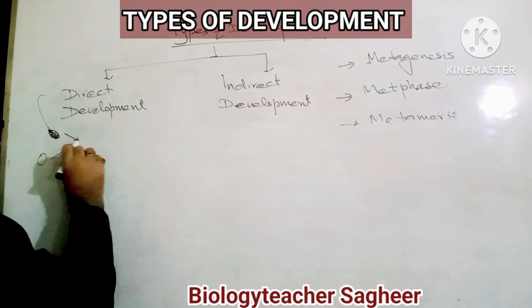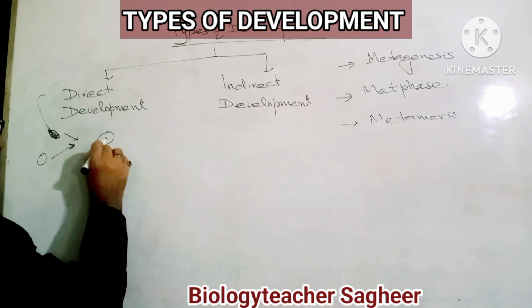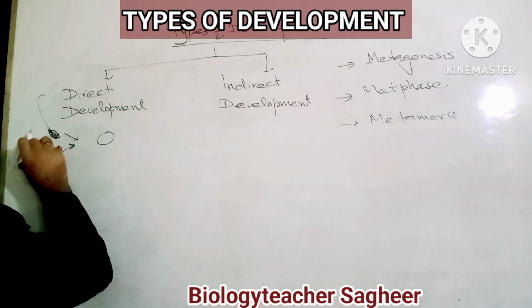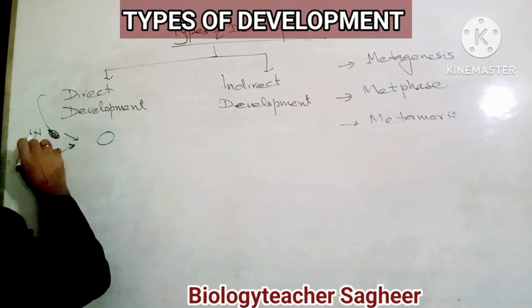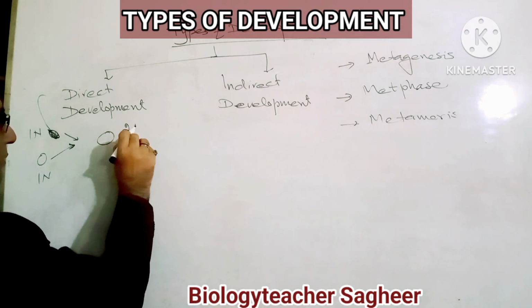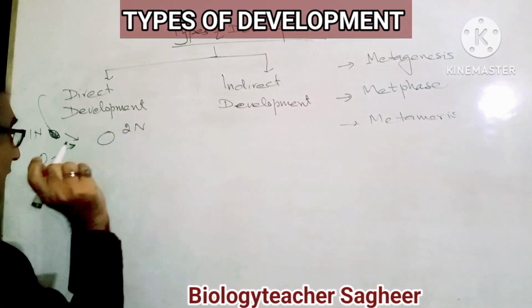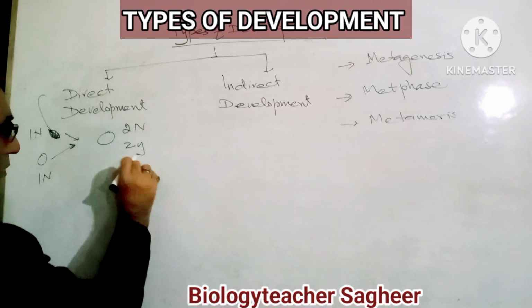ovum. Sperm and ovum fuse together and they form the zygote. Okay, the gametes are 1n, they have half the number of chromosomes, and the zygote is 2n, meaning it has the full number of chromosomes. Now, this is what? Zygote.